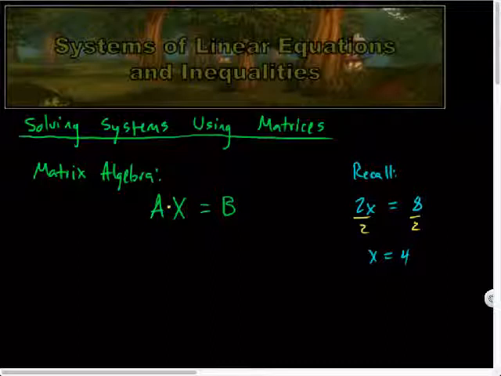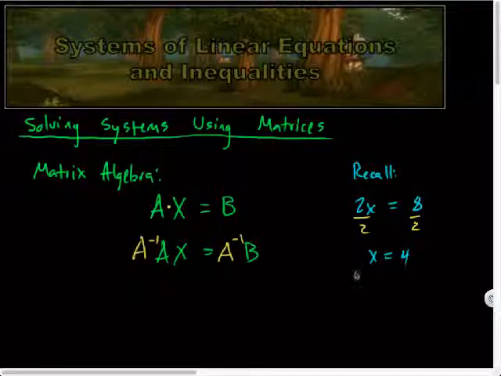I'll rewrite this for clarity's sake. So AX equals B. If I multiply both sides by A inverse, that's going to help us get rid of matrix A. And notice that I'm multiplying on the left on both sides because matrix multiplication is not commutative. So this is what I've got to do. So A inverse times A.